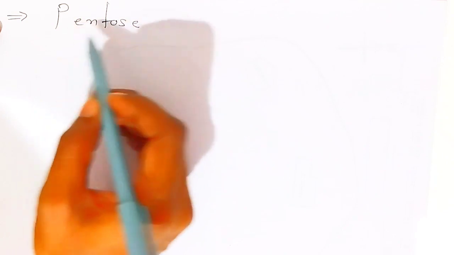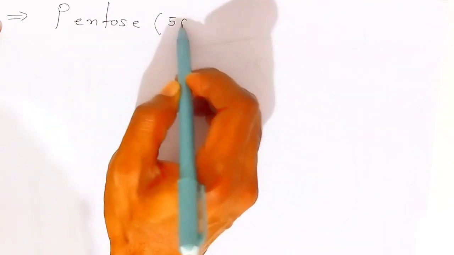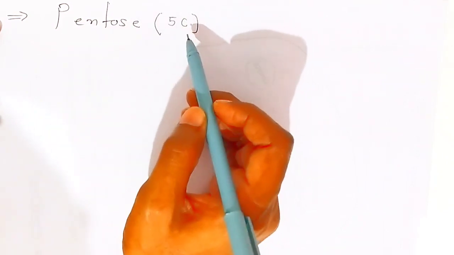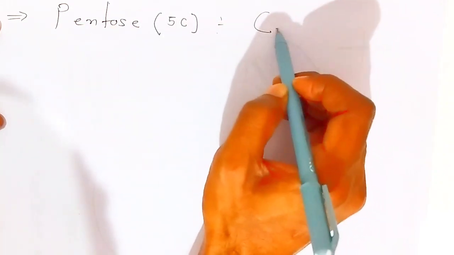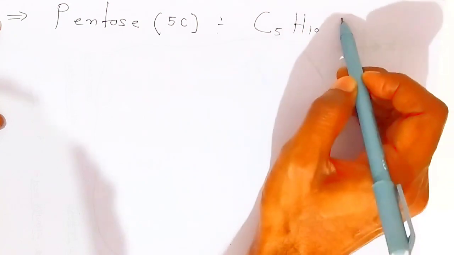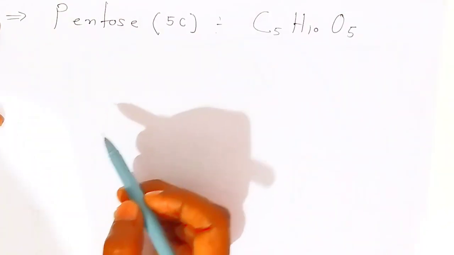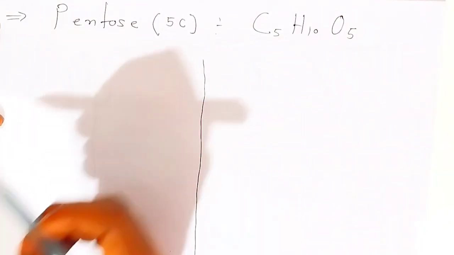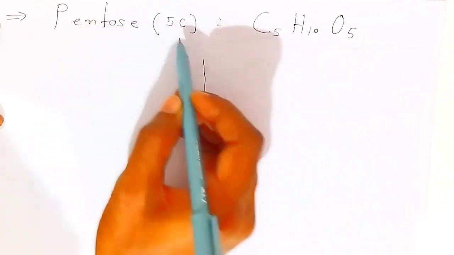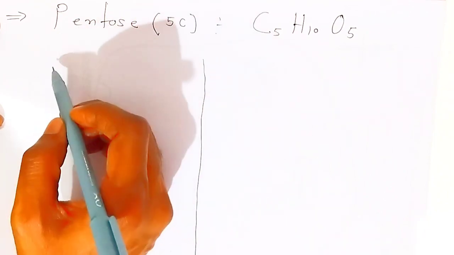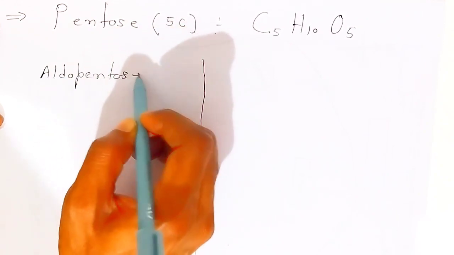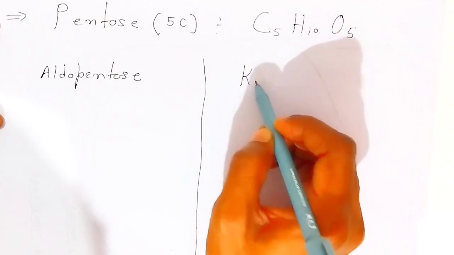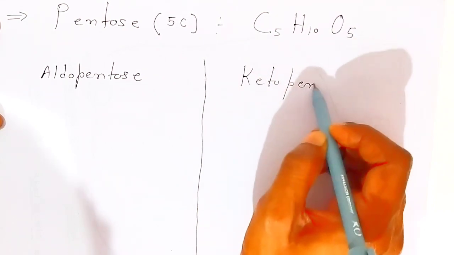pentose. The word is pentose, that means it is containing 5 carbon. This monosaccharide will contain 5 carbon, that is why it is called as pentose. The molecular formula of pentose will be C5H10O5. Okay students, now here also students, depending upon aldehyde and ketone group, if this pentose is in form of aldehyde group, we call as aldo pentose. If it is containing ketone group students, we call as keto pentose.